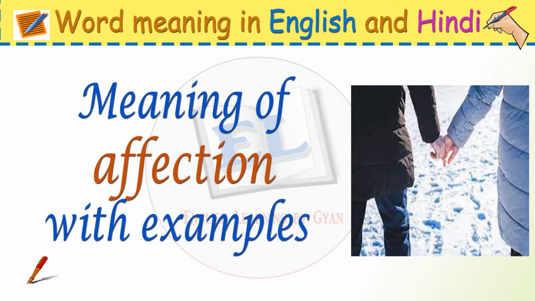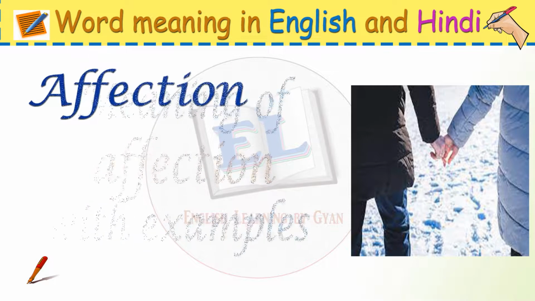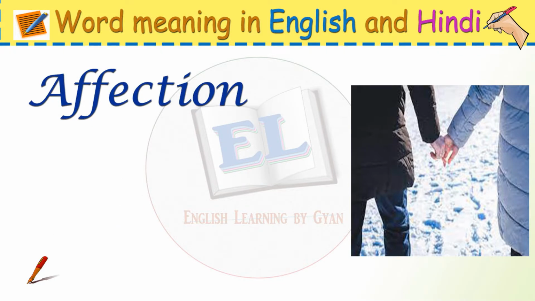In this tutorial we will learn the meaning of affection in English and Hindi with example sentences. Affection meaning in English is a feeling of liking for a person or place, or the action or process of affecting or being affected.